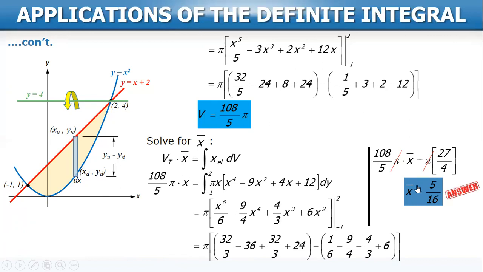So, the coordinate of the centroid will be 5 over 16, 4, 0. So, x bar 5 over 16, y bar is 4. The y is 4, z bar equal to 0. Okay.